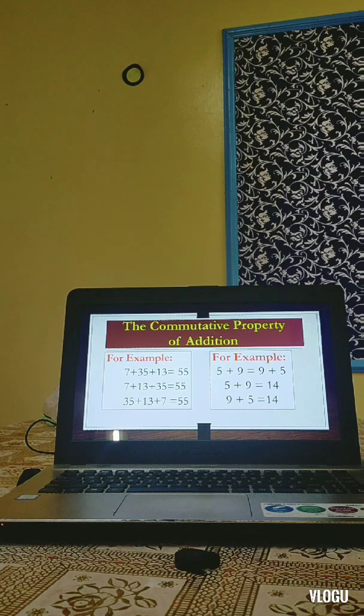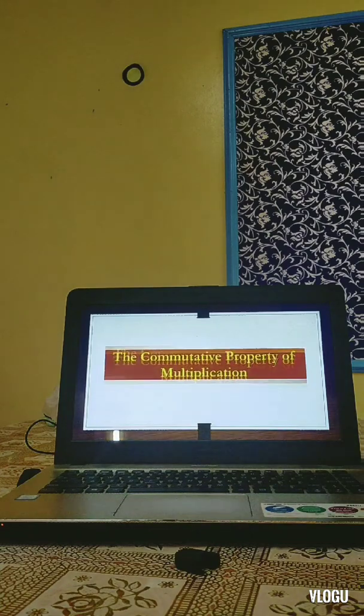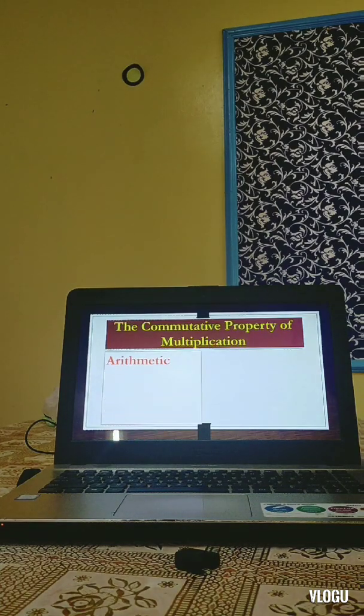How about the commutative property of multiplications? In arithmetic, in multiplications, 9 times 4 times 5 is equal to 4 times 9 times 5. It's changing the order, but it does not change the product. 9 times 4 times 5 is 180. And 4 times 9 times 5 is equal to 180.